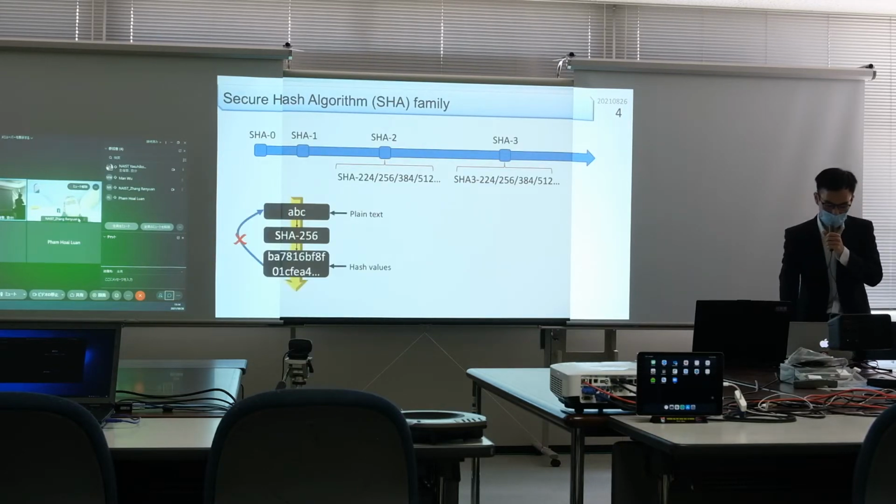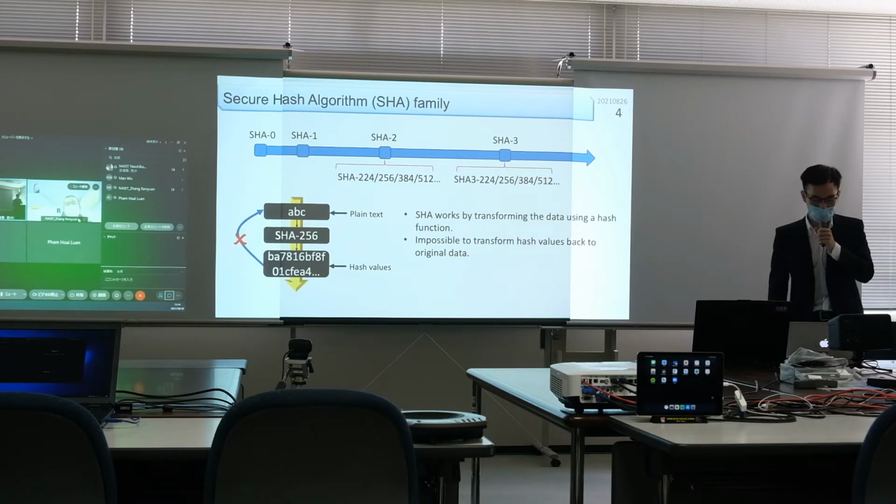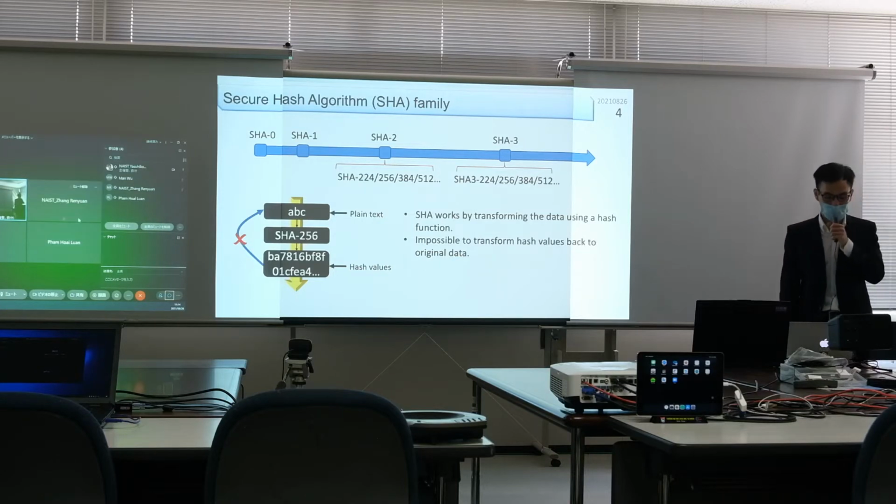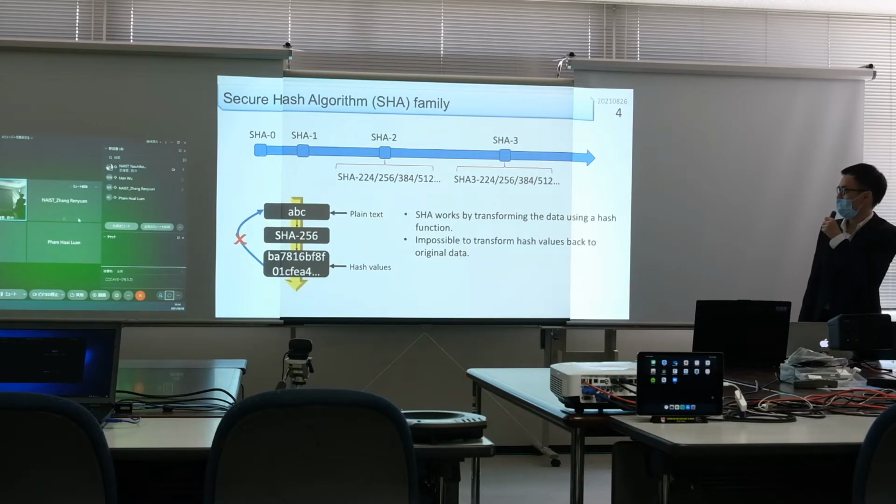SHA works by transforming the data, the plain text, into a hash value using a hash function, and basically it is impossible to transform the hash value back to the original data. There are 4 generations of the SHA family, and in our case we focus on SHA-2 and especially SHA-256.